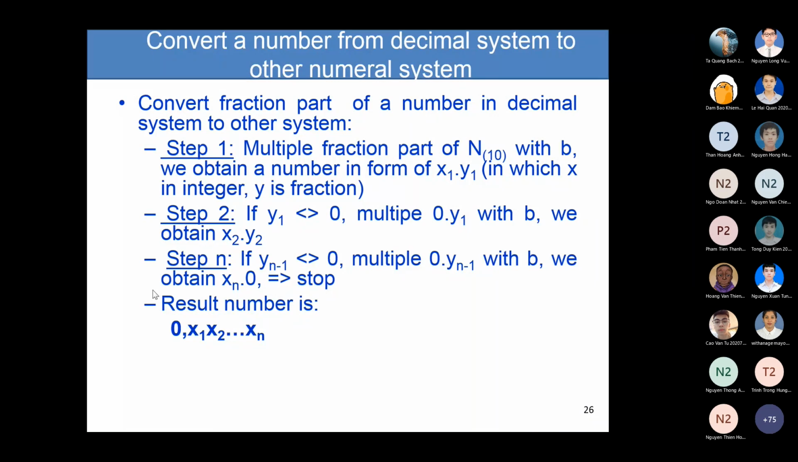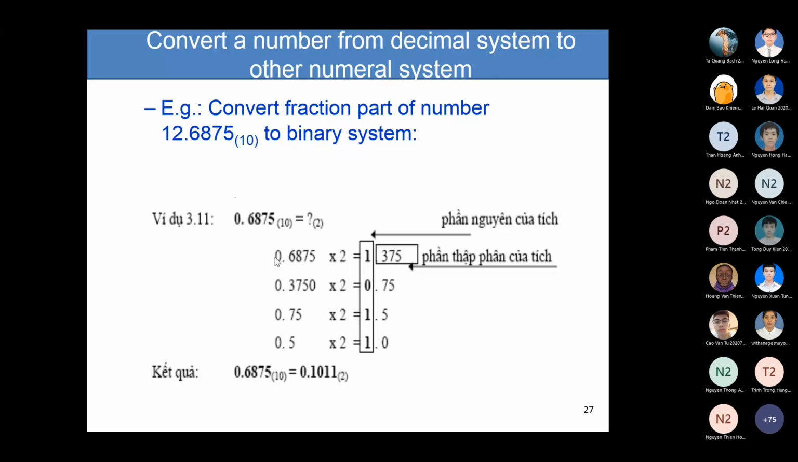We continue until the fraction part of the result, yn, equals 0, and then we stop. The result will be in the form 0.x1 x2 ... xn, in which xn is the integer part of step n. This is how to convert a fraction part in the decimal system into the base-b system. Okay, so here is an example.